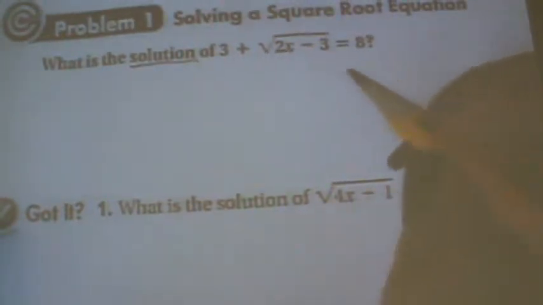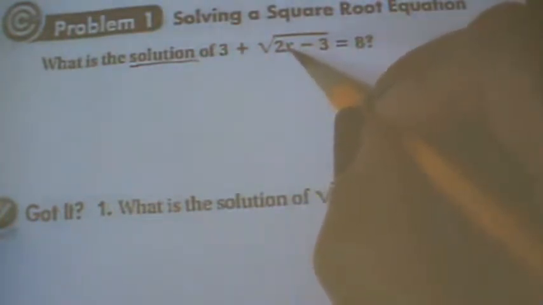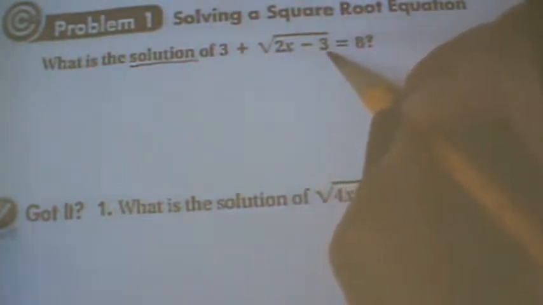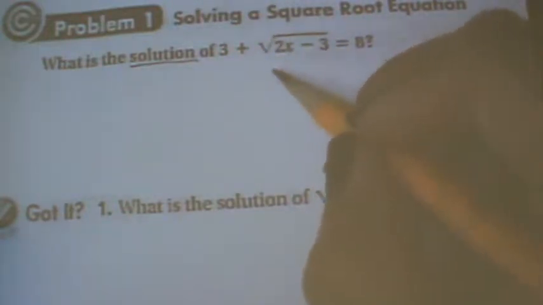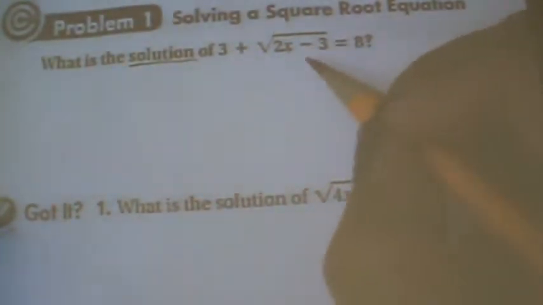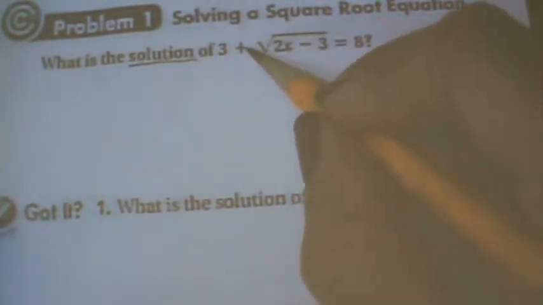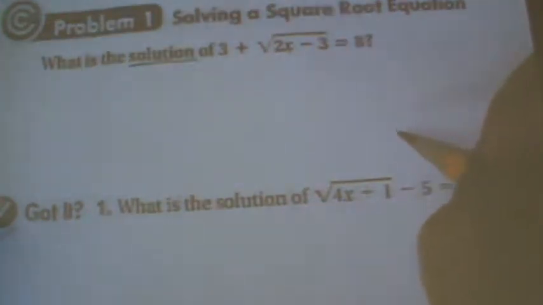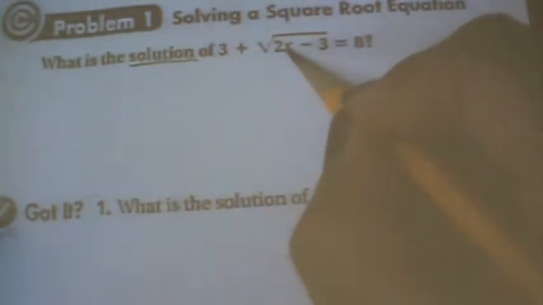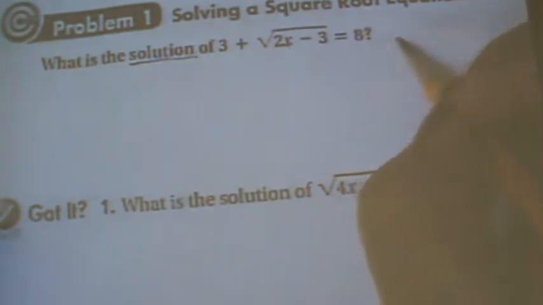I'm looking for the number that if I took 2 and multiplied it by that number I'm searching for, subtracted 3, took the square root of that, and added 3, will give me the 8. Think of when you said I need to find x. Here's x right here. Well, what does x have to be so that if I did all this math, I would get an 8?